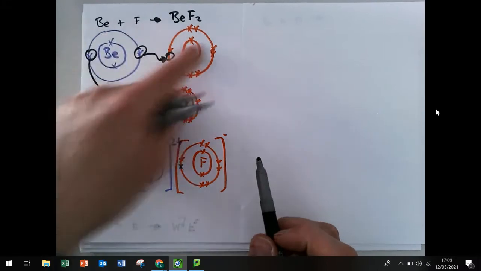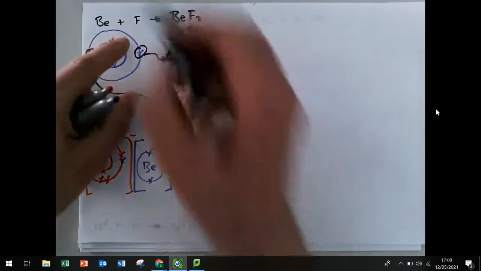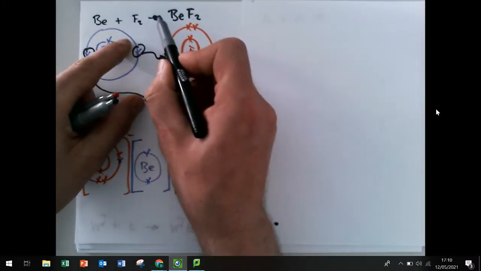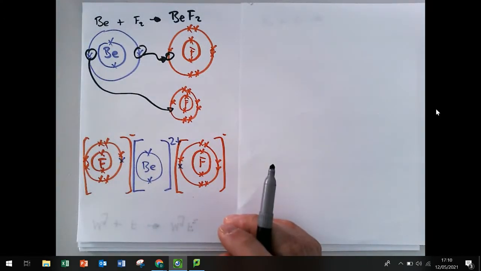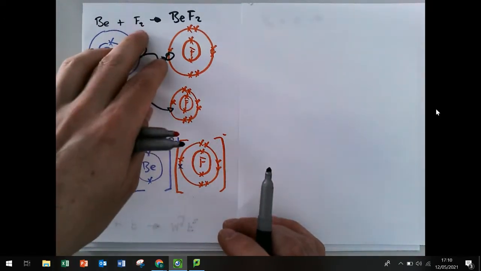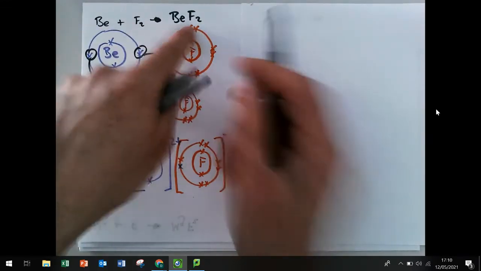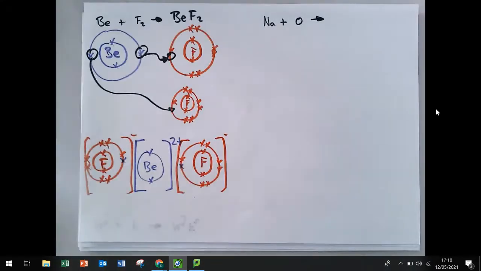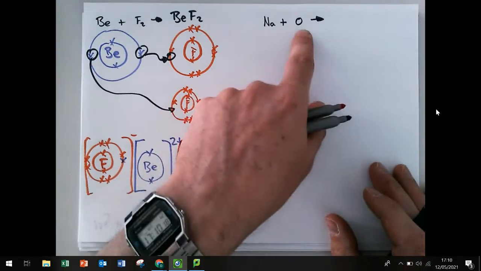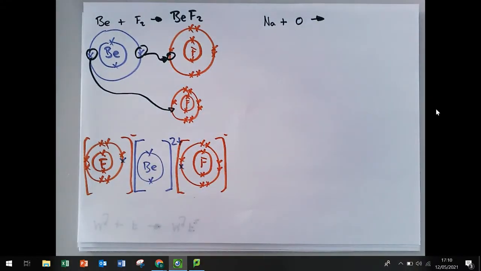Let's see if we can balance this equation as an extra challenge. Well, we know that fluorine should come in pairs. That's how it always would come in nature, in the world. So actually this now is balanced. All right, final example for this video. Pause the video now and try this question.